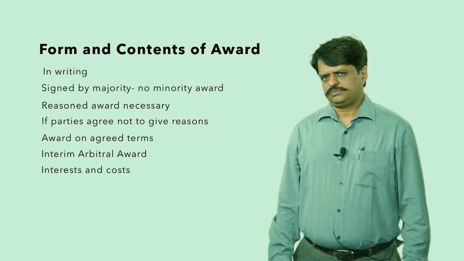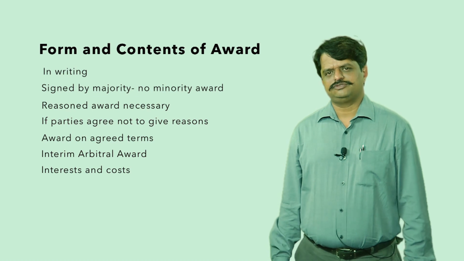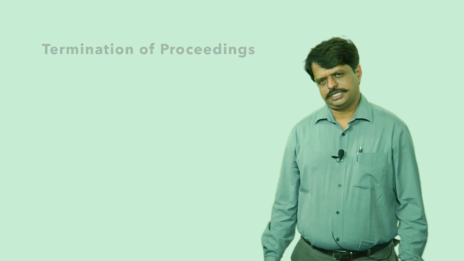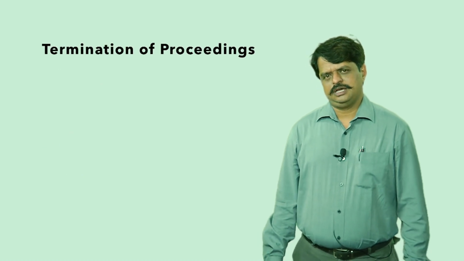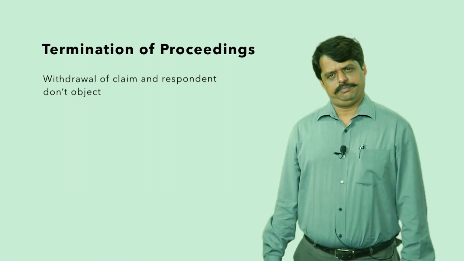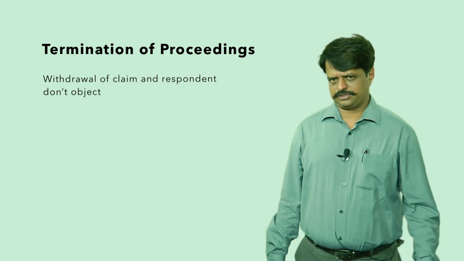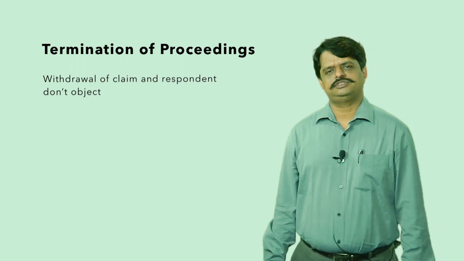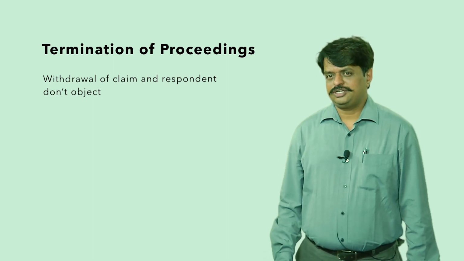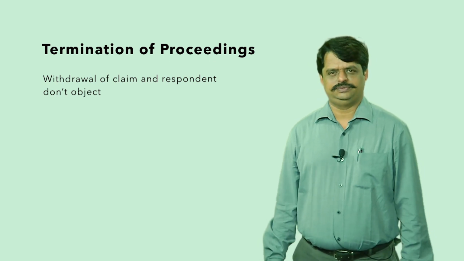Once the award is pronounced, automatically the arbitral tribunal's function comes to an end. That is, once a final award is pronounced, that is the termination of proceedings. There are other ways also in which the proceedings can terminate. Withdrawal of claim: if the person who has submitted the claim withdraws, the tribunal's function terminates. But here one condition is there, that the defendant should not object. If he objects, then the proceedings will continue.